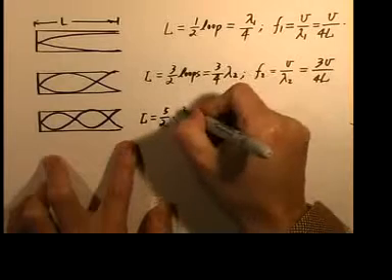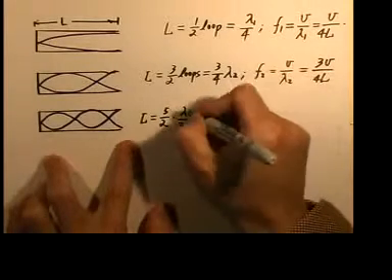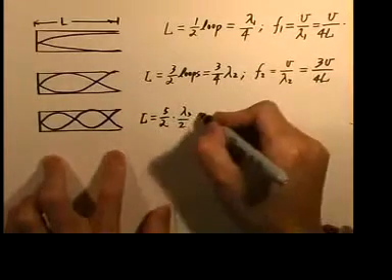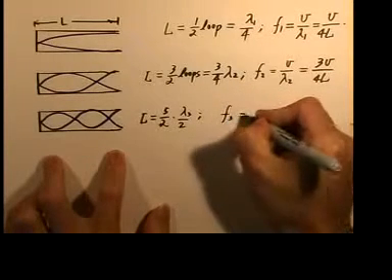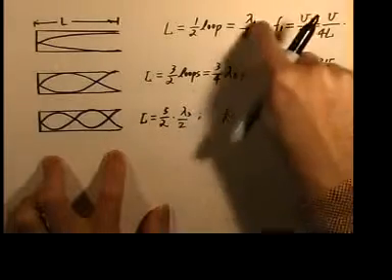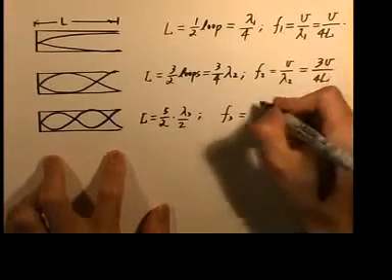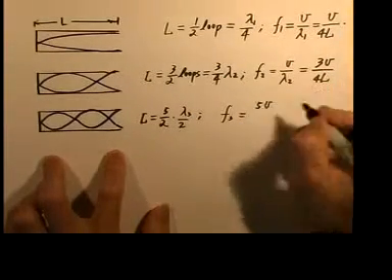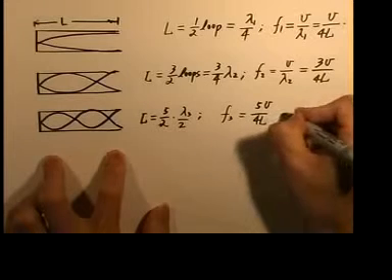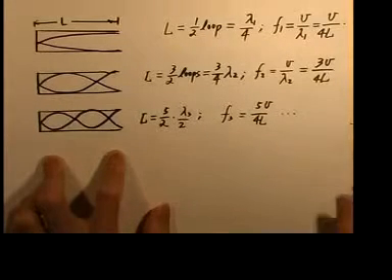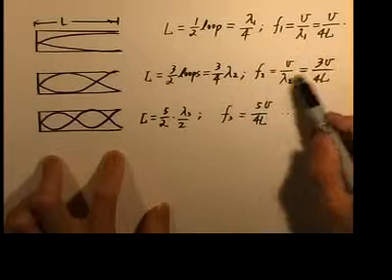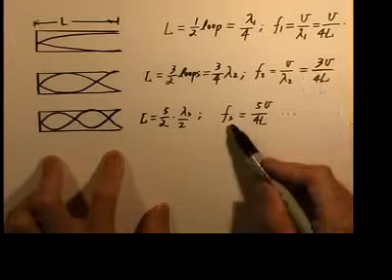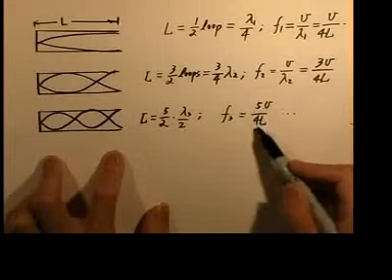times lambda over half a wavelength. This is lambda 3, right? And so the corresponding frequency, f3, what's that equal to? Well, that would be 5 times f1, right? So this would be 5v over 4L, and so on. Okay, you get the picture. You got the lowest frequency, a fundamental frequency, and the second harmonic is 3 times as high in frequency. The third harmonic is 5 times as high, and so on.